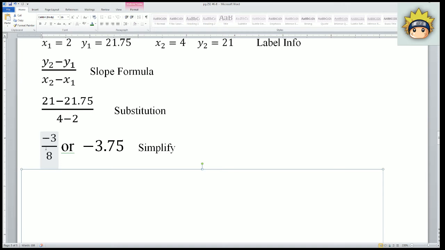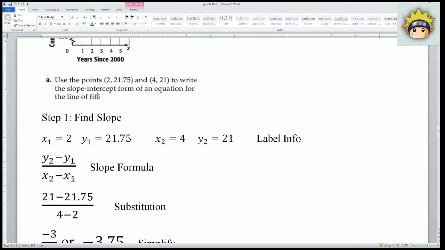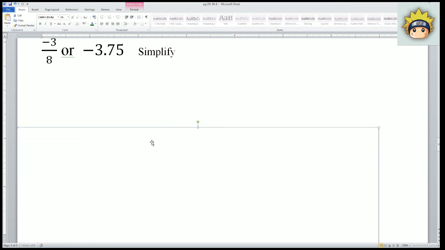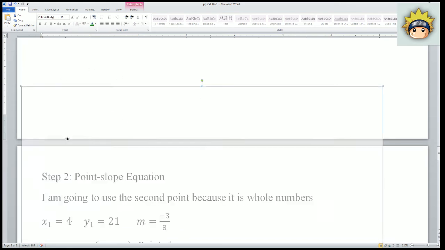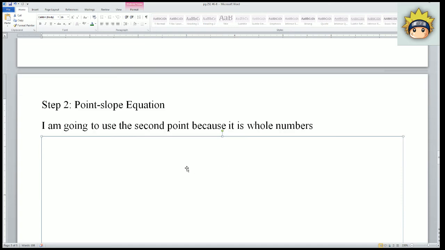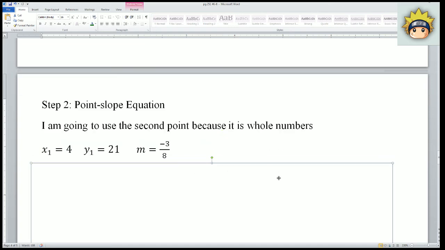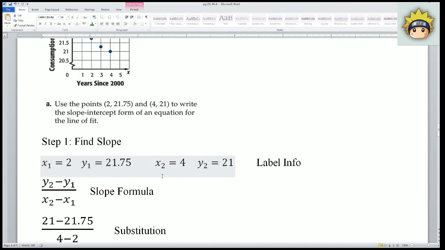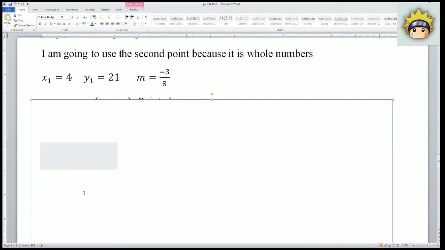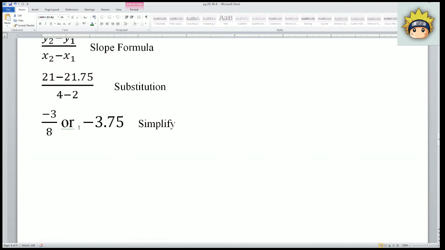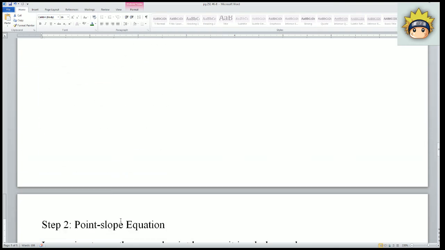You either get negative 3 over 8 or the decimal version, negative 3.75. Either way works. We have the slope. Now we have to find the intercept to put in slope-intercept form. But for this case, I'm just going to use the point-slope form because I have a point and slope. Here's my information again. This time I decided to use this point, (4, 21), as my point. So I just made x1 and y1, and here's my slope from before that I calculated.